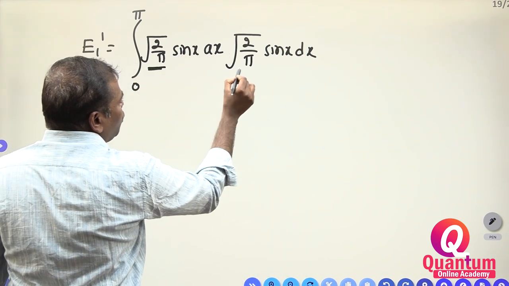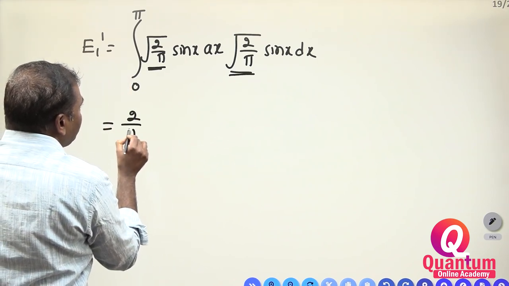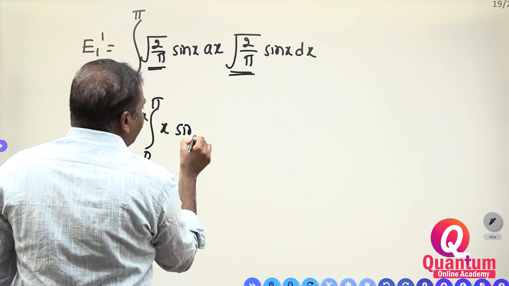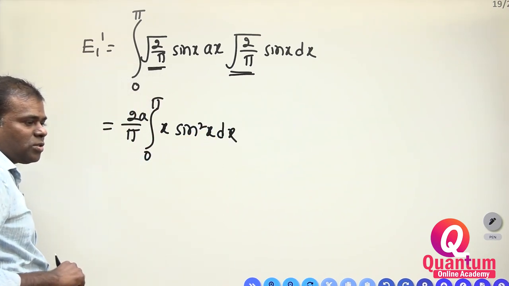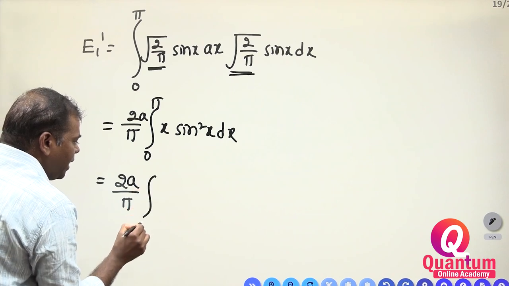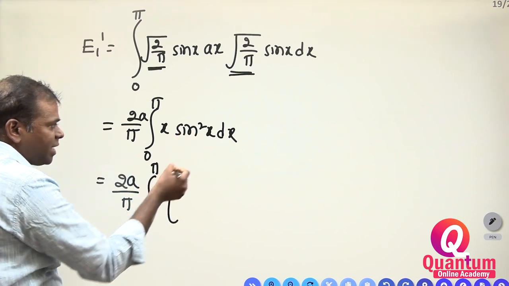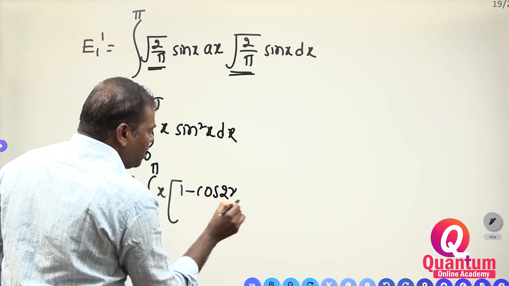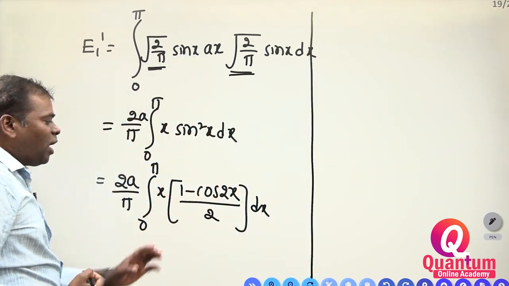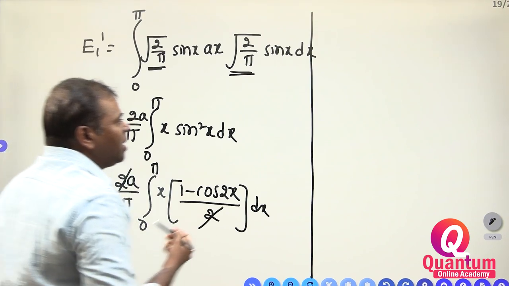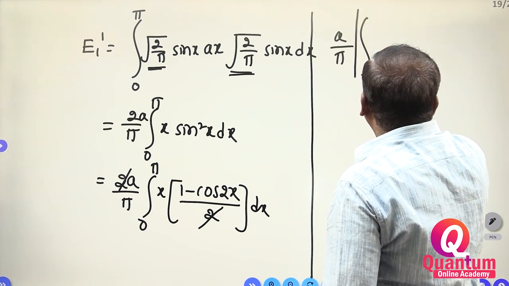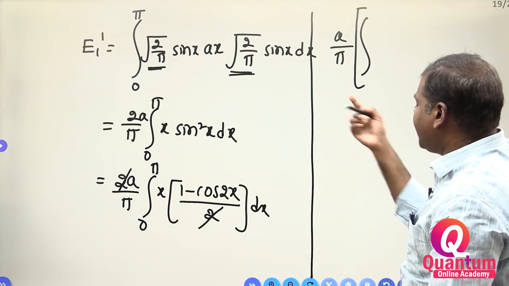Now root 2 by 5 times root 2 by 5 is equal to 2 by 5. Integral 0 to 5, and A we bring outside: x times sin x times sin x, that is x sin squared x dx. So we have 2A by 5, integral 0 to 5, x times sin squared x, which equals 1 minus cos 2x divided by 2, times dx. The 2 and 2 cancel. Therefore we get A by 5 times the integral, and I am opening the bracket: two integrations are coming now.